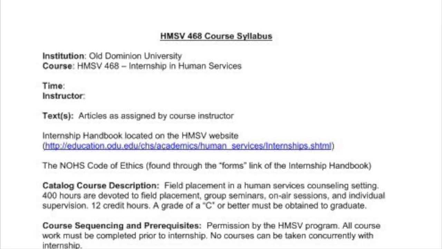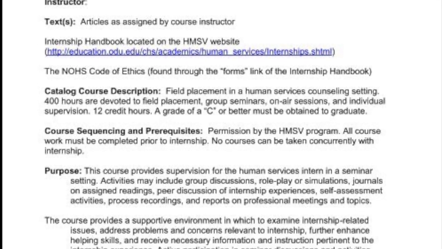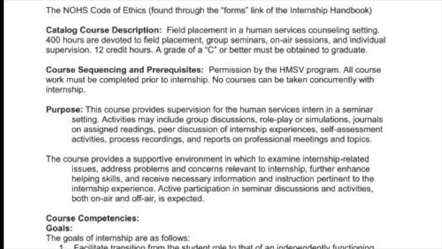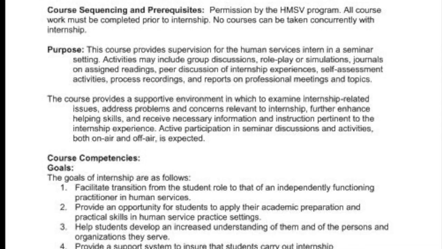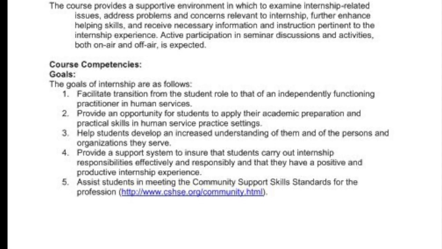To answer that question, let's think about the typical syllabus. It's usually a text-heavy document written in an impersonal tone. If we're being honest with ourselves, syllabi are not usually very engaging or welcoming.